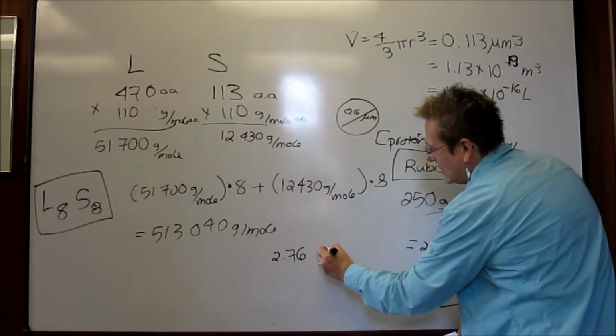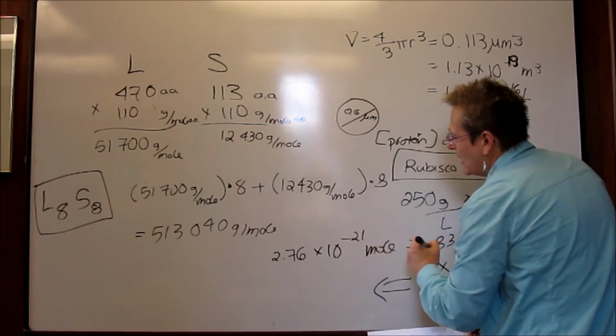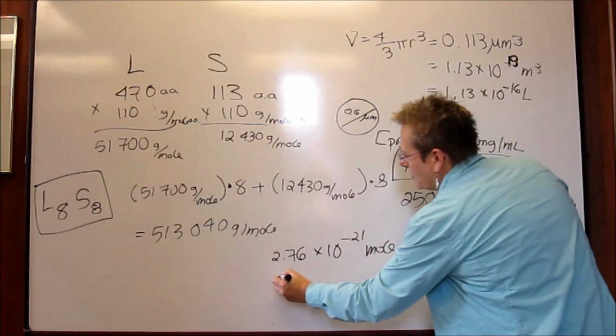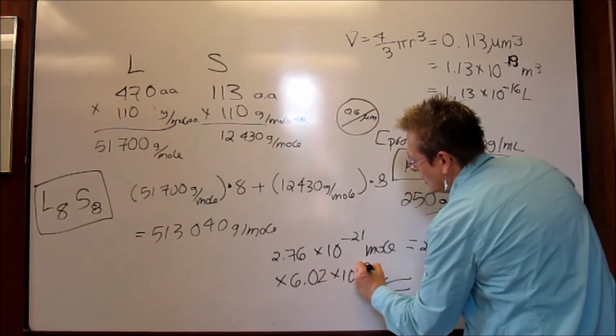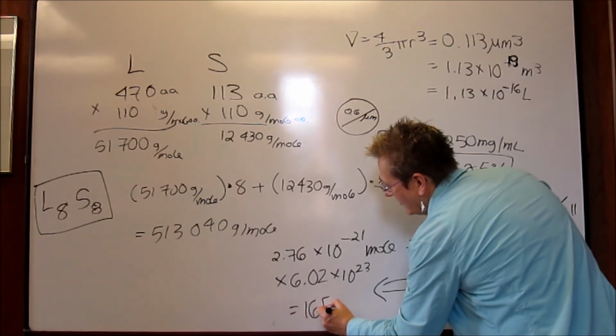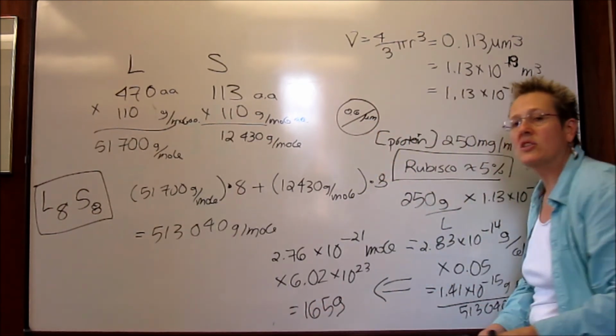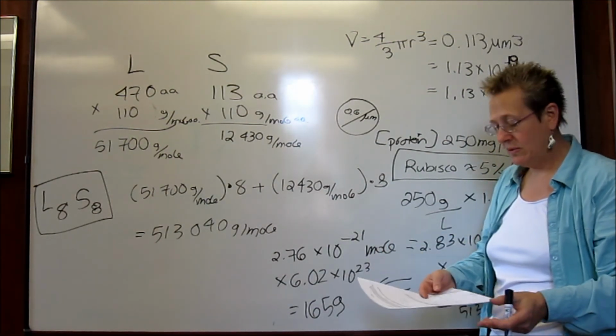times 10 to the minus 21 moles. But I want to know how many complexes, so I've got to multiply this by Avogadro's number, which comes out and gives me a value of 1,659 Rubisco molecules, complexes, per Prochlorococcus cell. And that's the end of that.